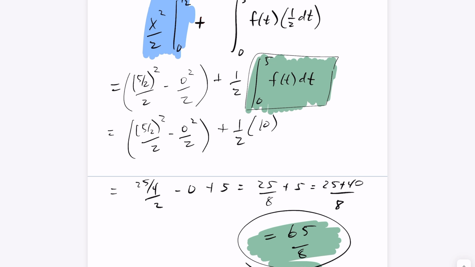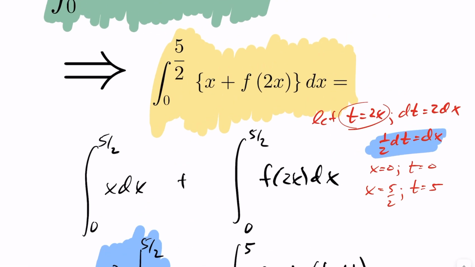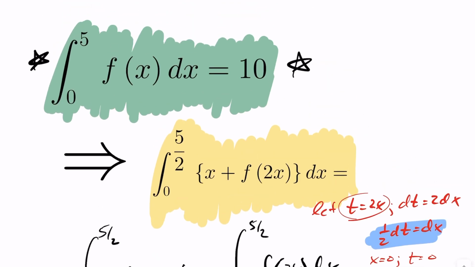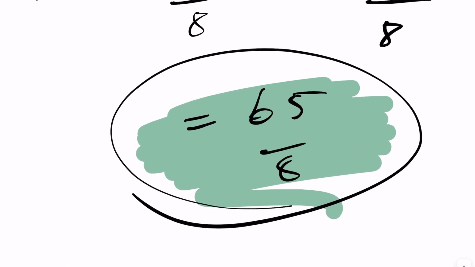So therefore, the integral from 0 to 5/2 of x plus f(2x) dx, given the above, is equal to 65 over 8.